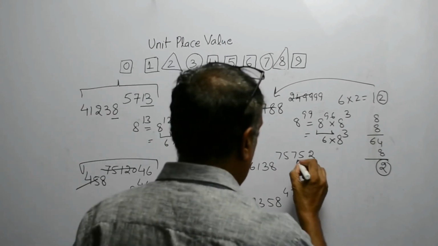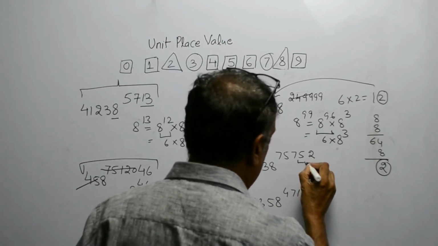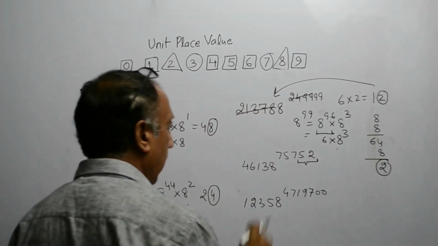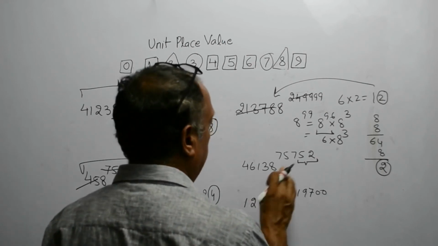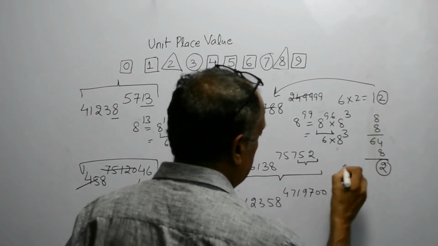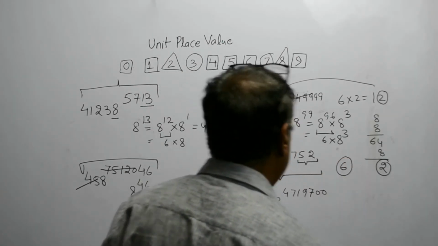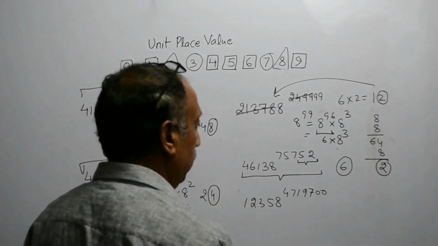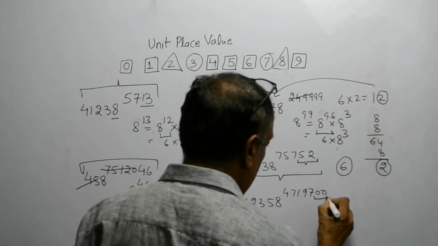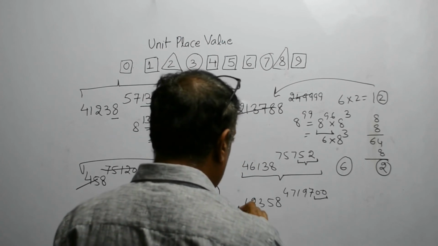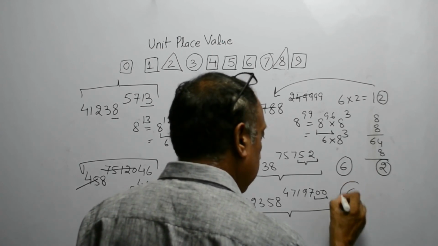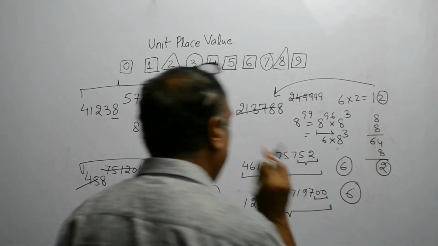In this case, the last two digits are divisible by 4. So the exponential is divisible by 4. 8 raised to power anything which is divisible by 4 gives a 6 as the unit place digit. Here also last two digits are 0. So this exponential is also divisible by 4. So the answer to this question is also 6 as the unit place digit of this expression.